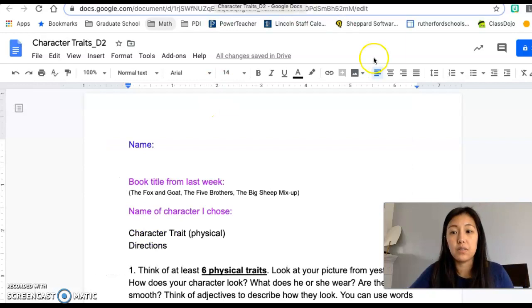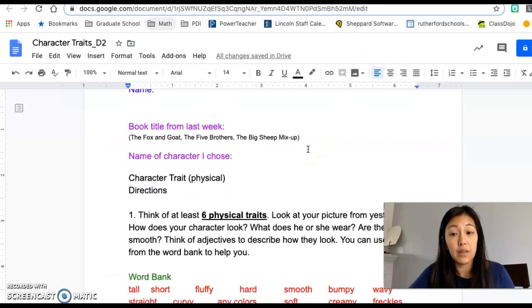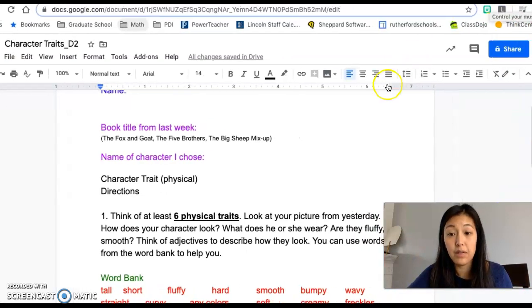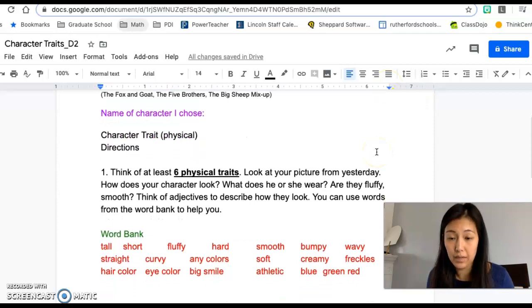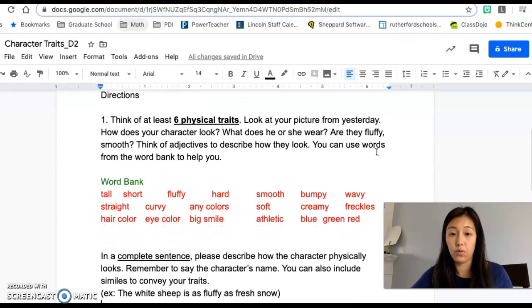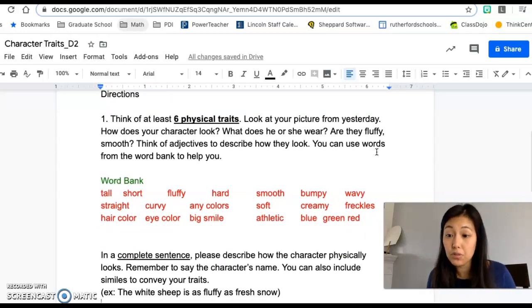Tuesday, you boys and girls again will be using your picture from yesterday, and you boys and girls will be talking about the physical traits or what the characters look like. And think about what he or she is wearing and how they look. You boys and girls, I have a word bank here for you to help you. You don't have to use these words, but if you would like to, you may. And what I want you to do is, again, think of 6 physical traits.